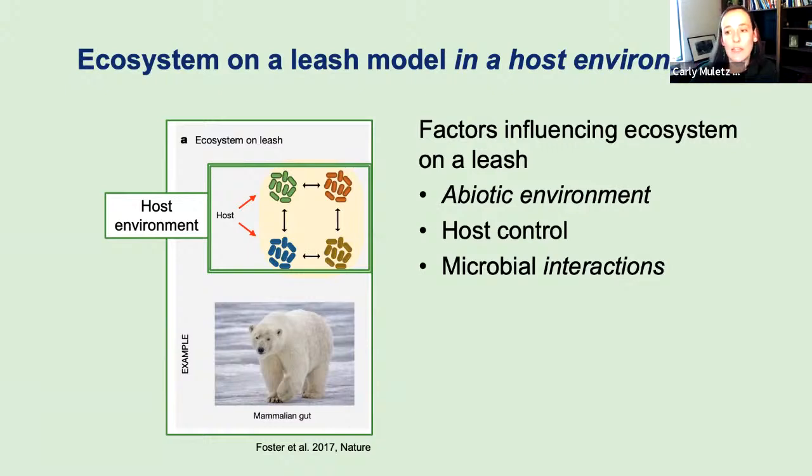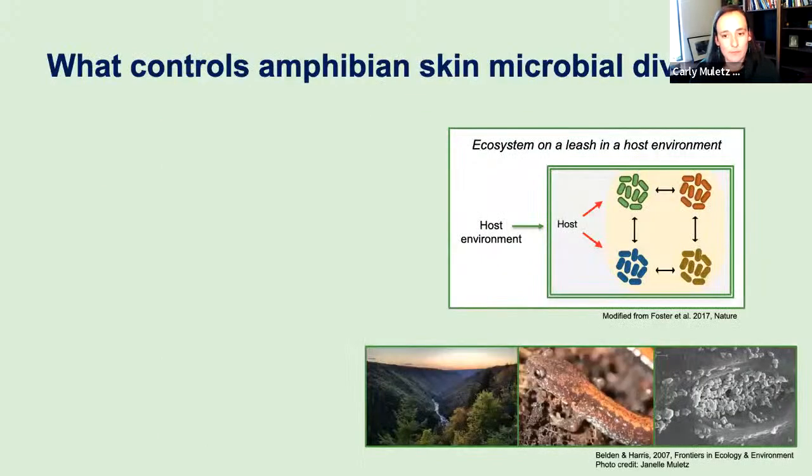So factors influencing the ecosystem on a leash would be the abiotic environment of the host, and following their format, host control. And they said that microbial competition was something that we should focus on. And I think that it maybe is a better idea to use microbial interactions, because they can be both positive and negative and not always competition. So here's our updated modified version of the ecosystem on a leash model.